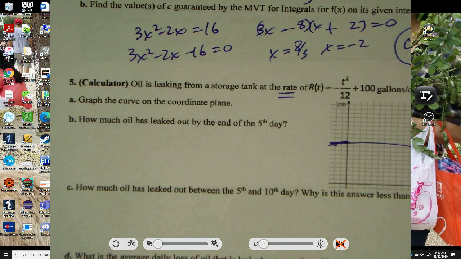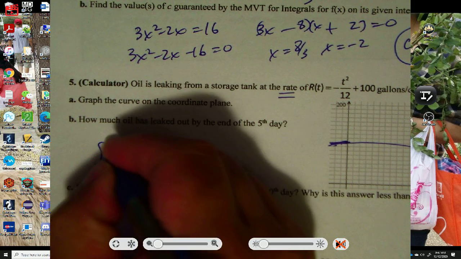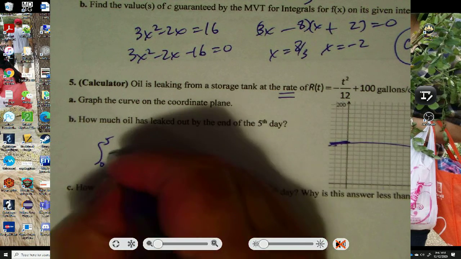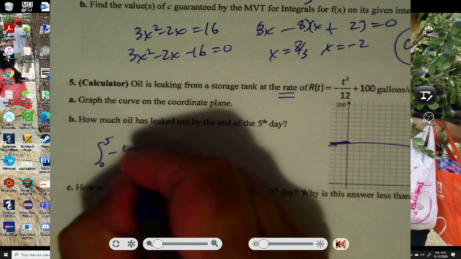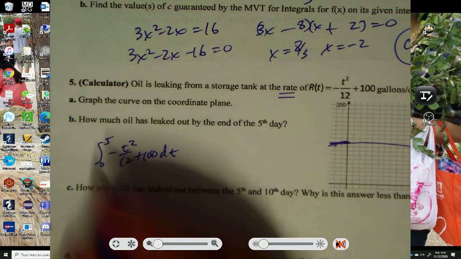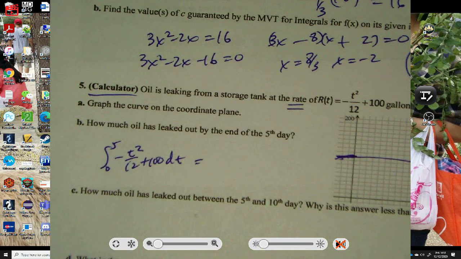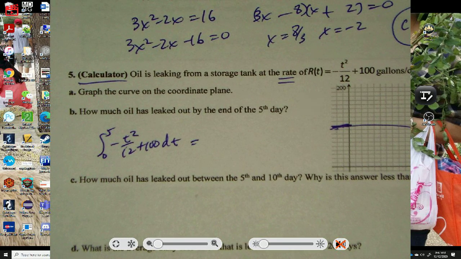B, how much oil has leaked out by the end of the day. By the net change theorem, how much oil leaked out by the end of the day would be the integral from 0 to 5 of that rate: negative t squared over 12 plus 100 dt. Now this is a calculator problem, so I'm going to let the calculator do all the work. This is an opportunity for you to know how to use the calculator.